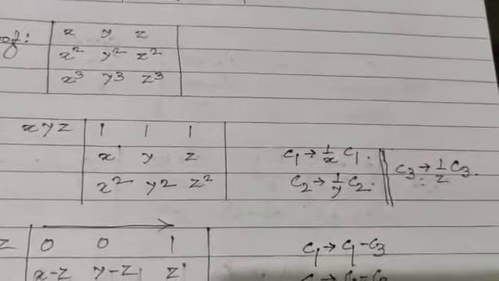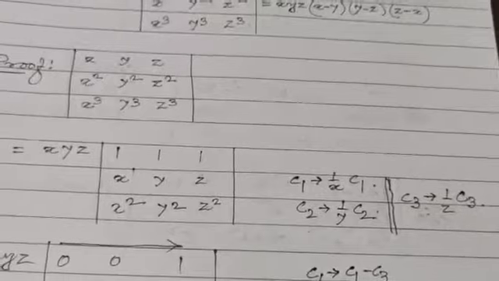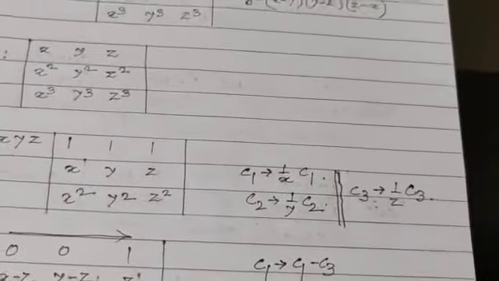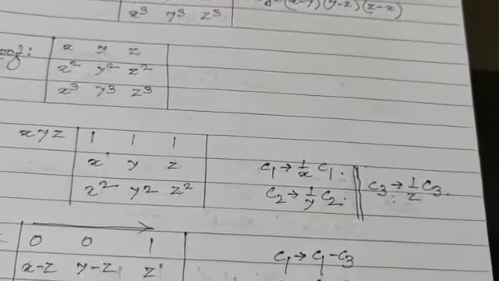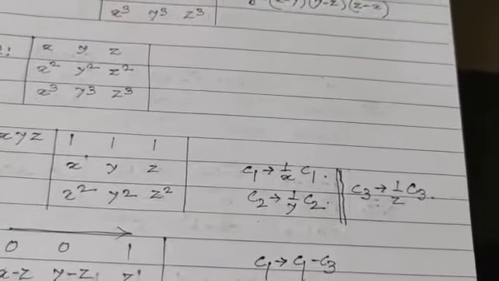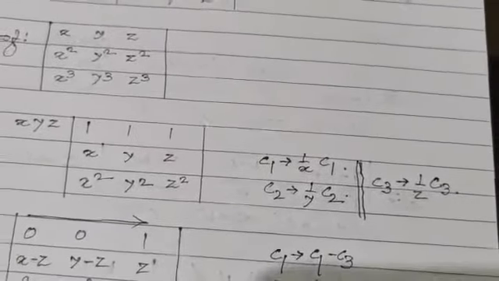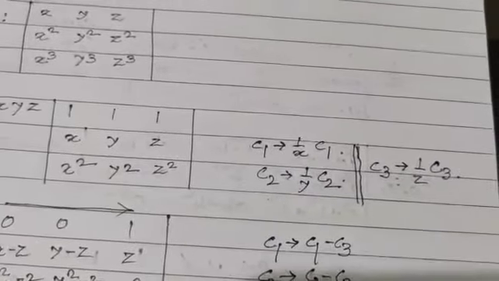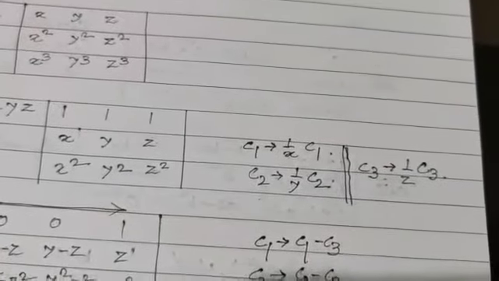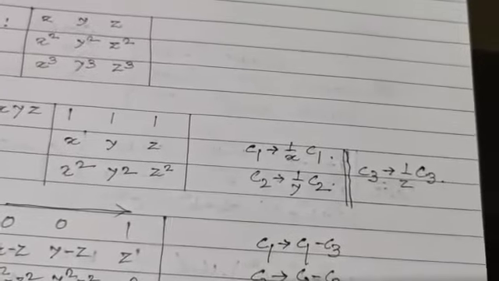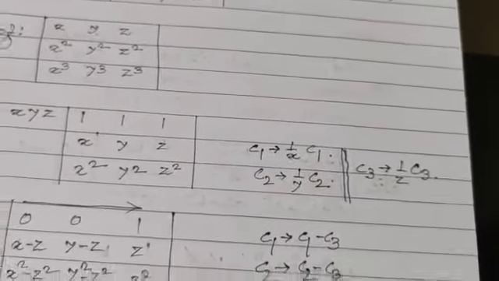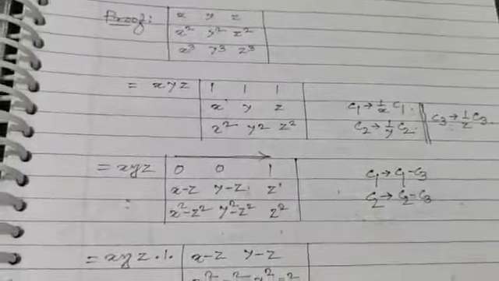So in the first row we are getting 1 1 1. The operations are also written this way: C1 is 1 by x into C1, C2 is 1 by y into C2, C3 is 1 by z into C3. Here you can say three operations are applied, but remember, it is not that property where a constant multiple of a particular row is added or subtracted to any other row. That property can't be applied more than twice in a particular step.